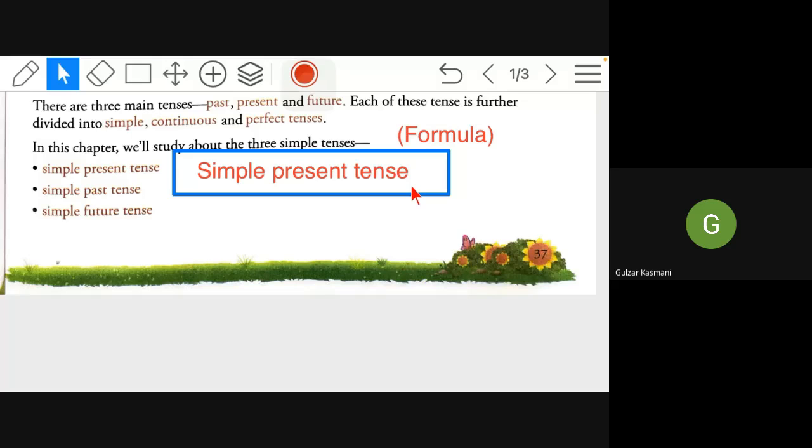This is the reason why I am revising this topic, because like mathematics, grammar is also a topic of practice. If you don't remember the formula and these things, you will not be able to form the sentence properly. Okay, stop. After telling, you can mute your mic because I'm getting disturbance from the background. All of you should mute the mic.